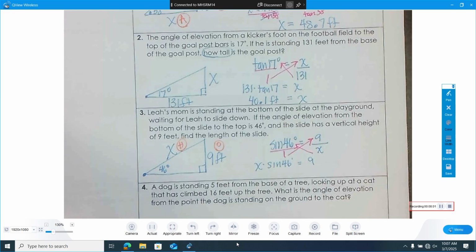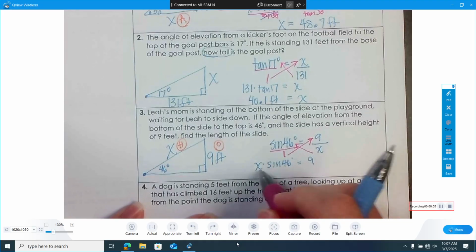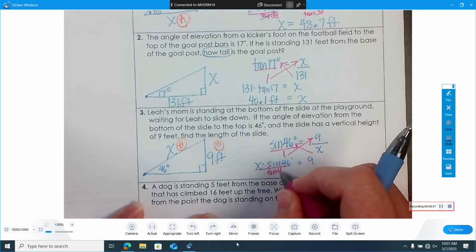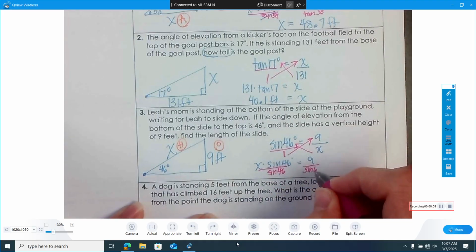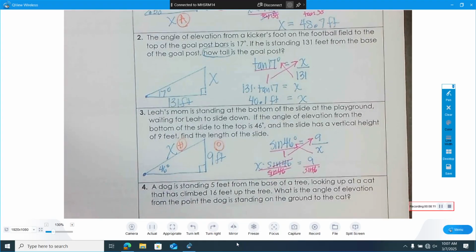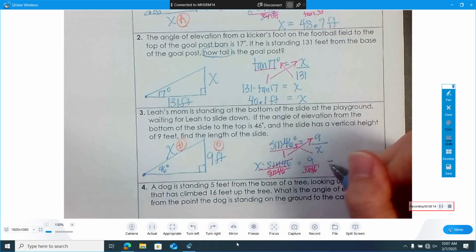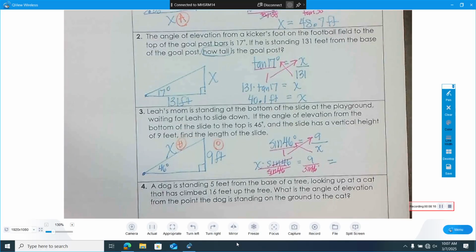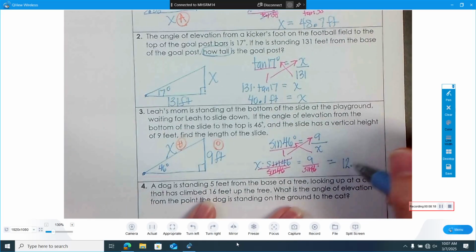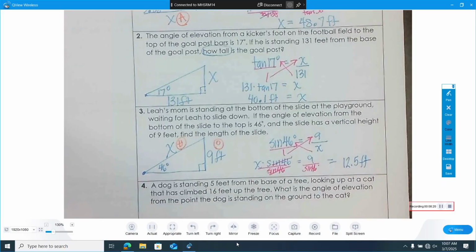And how do you get x by itself? Divide by sine of 46. Good. So the sine of 46 cancels out, and what do you get for x? 12.5 feet. A 12.5 foot long slide. Great.